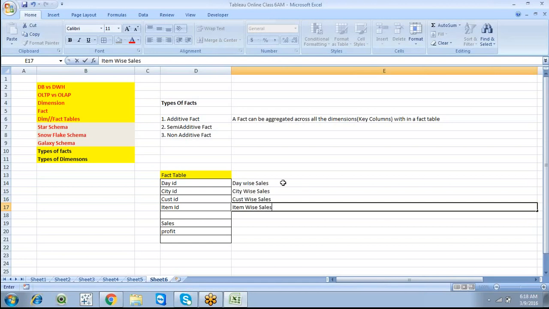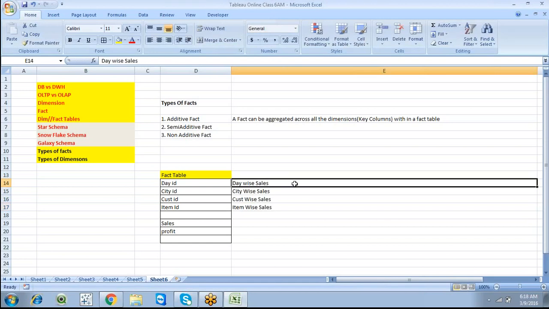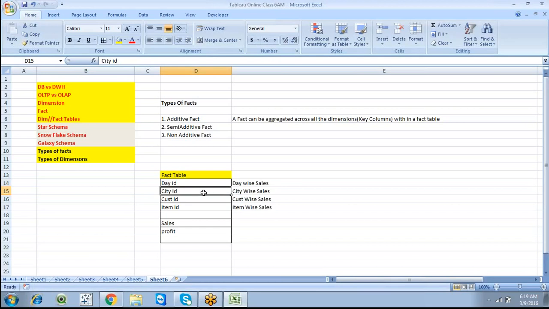So we can go for day wise sales, like day comma sales in a select query. We can go for select day comma sales from table name. Is that possible or not? Yes, day level sales is possible, or day wise sales, city wise sales, customer wise sales, item wise sales is also possible. So this particular fact, sales, is an additive fact. Sales is also called an additive fact.